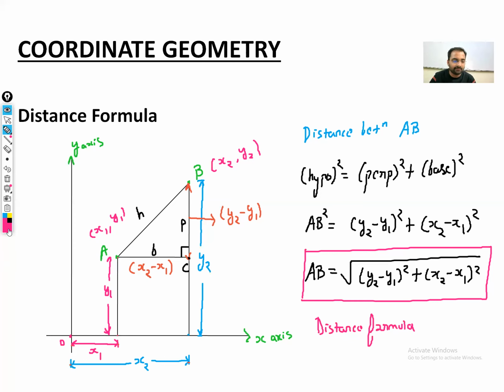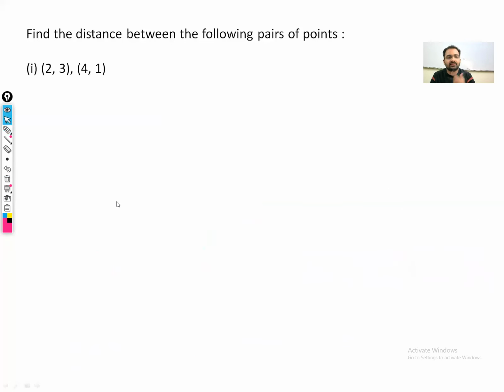I am giving you one example to elaborate it. Now, here is the example. We have two points. One point is 2,3 and another point is 4,1, and we have to calculate the distance between the two points. Now, simply apply the distance formula. We will take 2 comma 3 as our x1 comma y1, and we can take 4 comma 1 as our x2 comma y2.